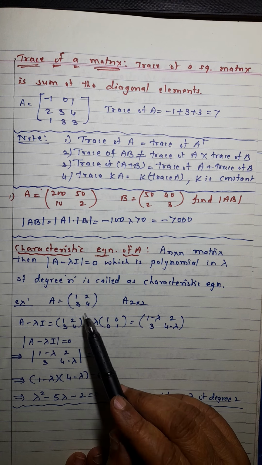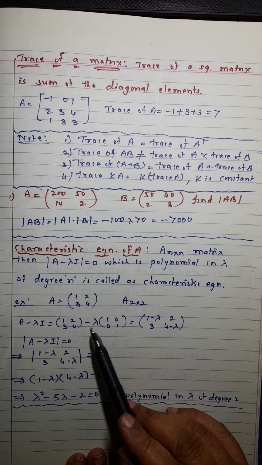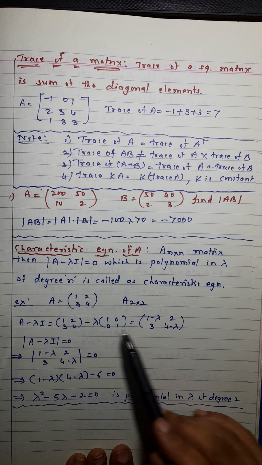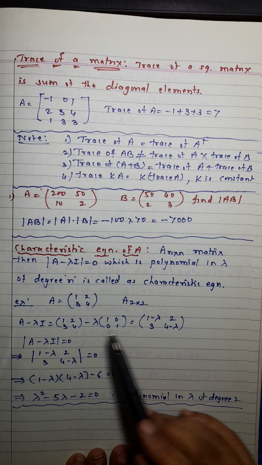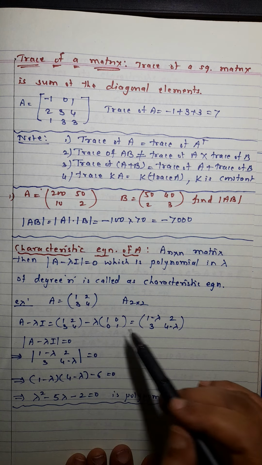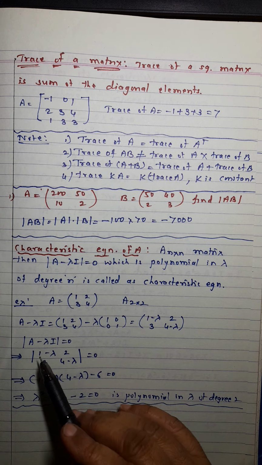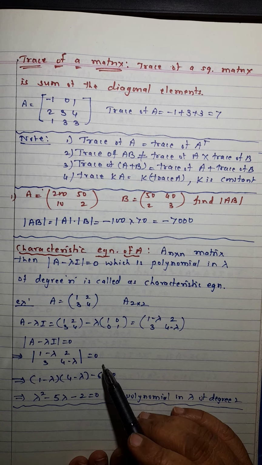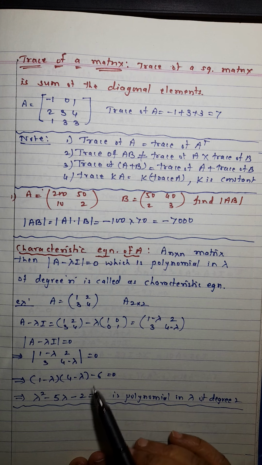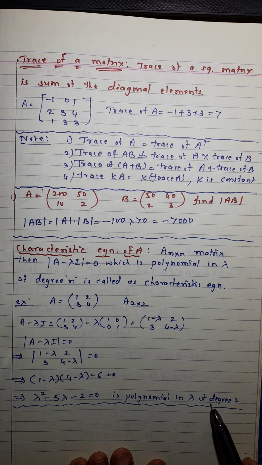I will solve one problem here. 1, 2, 3, 4. A minus lambda I. It will be 1 minus lambda, 2, 3, 4 minus lambda. Directly, no need to write like this. From the diagonal elements, you subtract lambda. This is equal to 0, meaning determinant of this is equal to 0. So if I solve this, I will get lambda square minus 5 lambda minus 2 is equal to 0. This is a polynomial in lambda of degree 2.